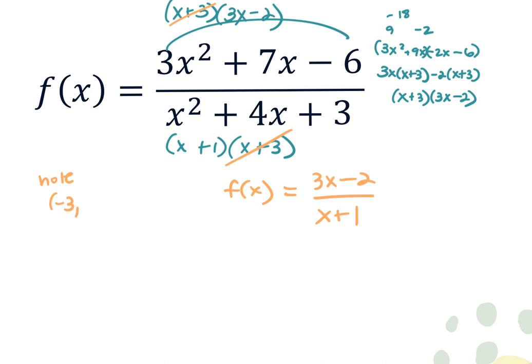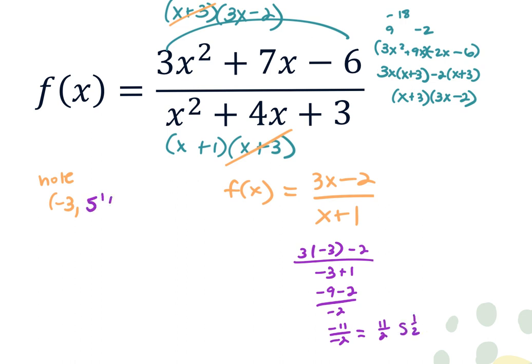To find the y coordinate of the hole, I'm going to plug -3 into that updated equation. So 3 times -3 minus 2 over -3 plus 1: -9 minus 2 over -2, -11 over -2, which is 11 halves, or 5 1/2. Because I'm going to have to graph it, I made it a mixed number.